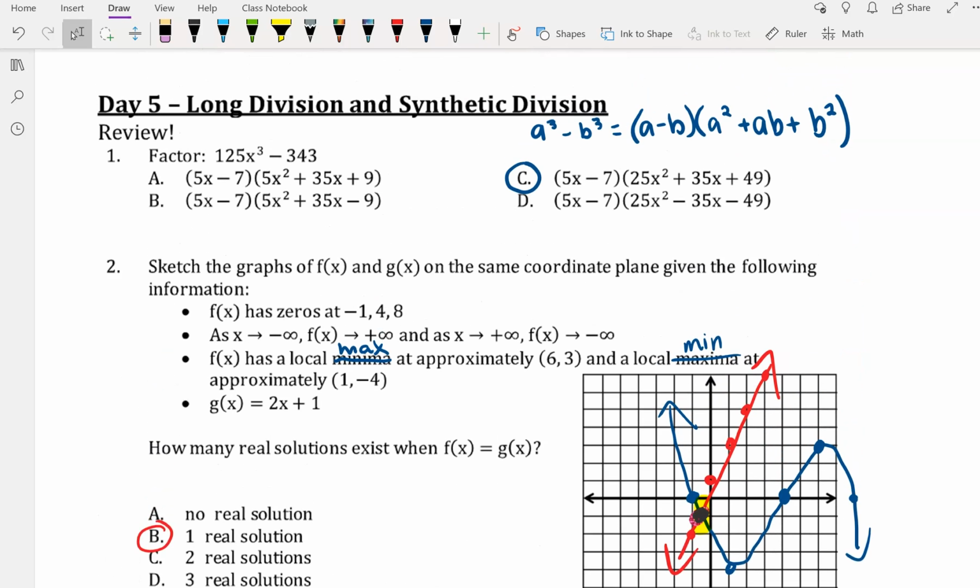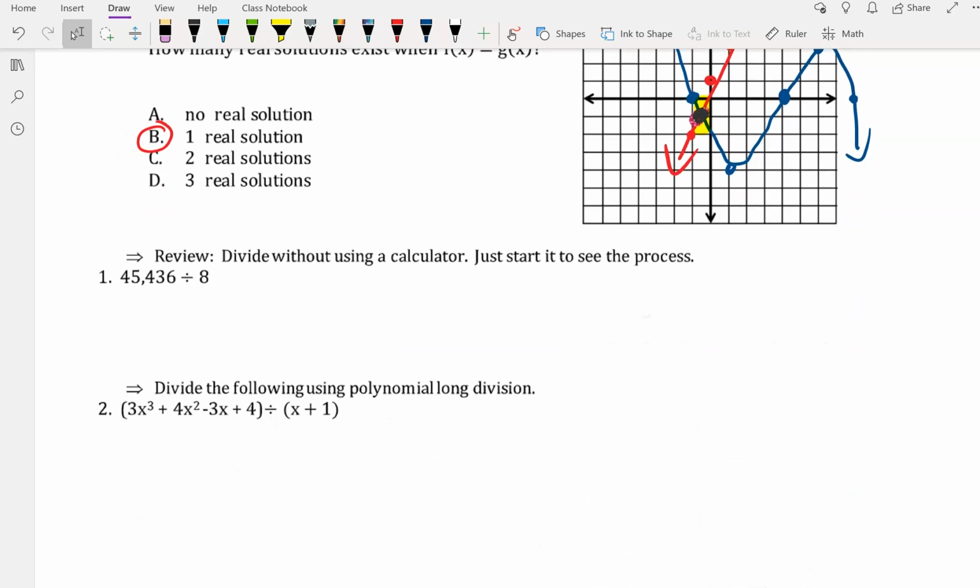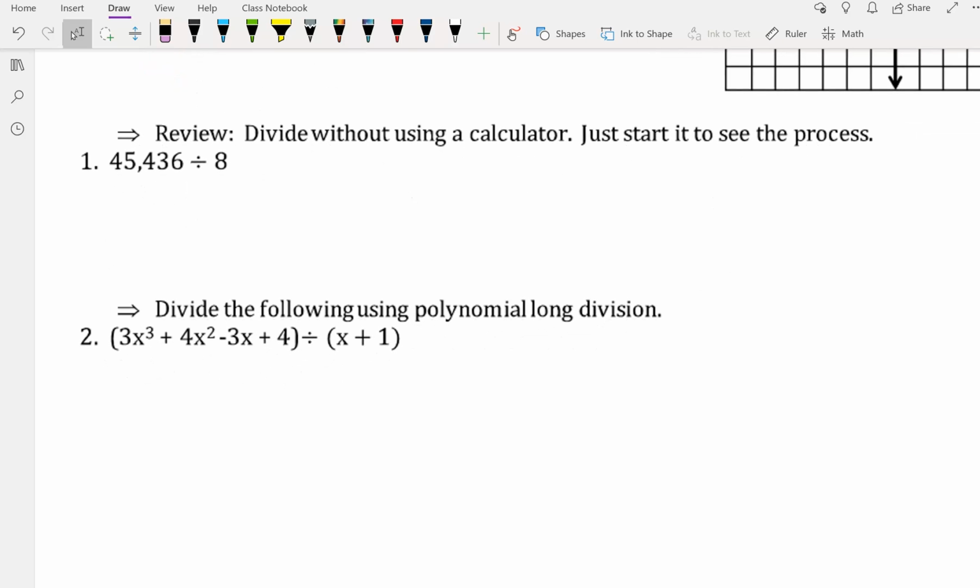So today we are doing long division and synthetic division. Before we do that, we are going to review basic long division that you probably learned in elementary school. If you remember basic long division, you can pause the video and do this one on your own. Otherwise, you can watch me for a review. So we line the 45,436 under the square root symbol, and we put the divisor on the outside. The thing that we're dividing by goes on the outside.